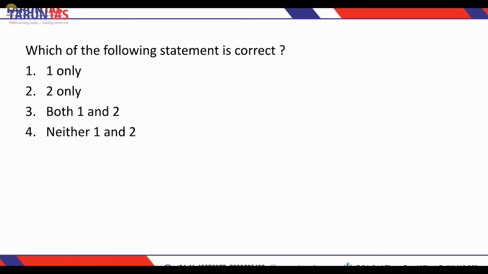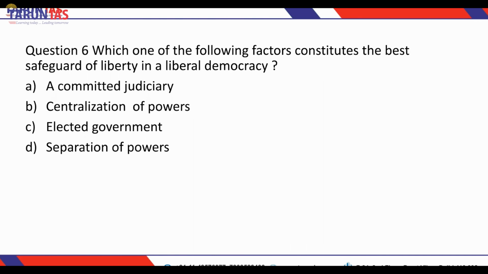Now let's see what has been asked. Which of the following statements is correct? Both the statements are correct. Now let's move on to the sixth question. Which one of the following factors constitutes the best safeguard of liberty in a liberal democracy? When we say liberal democracy, and the factors that constitute the safeguard of liberty. Now let's see the options one by one and then we will choose the correct answer. A committed judiciary, centralization of power, elected government, or separation of power.